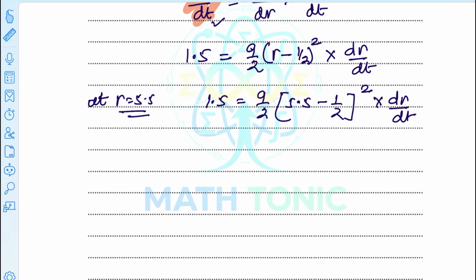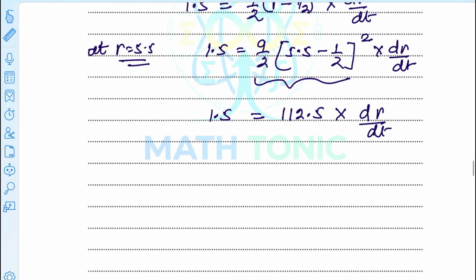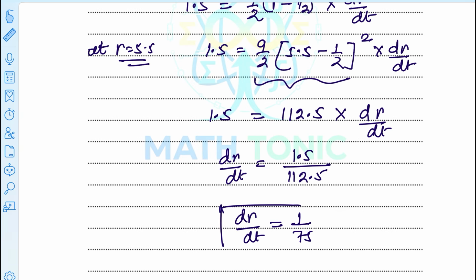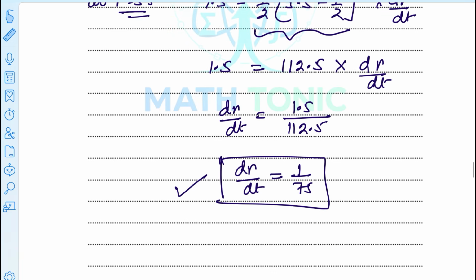So if you rearrange it, if you type this in the calculator, I'm writing this again, 1.5 equals, I think you'll be getting 112.5 times dr over dt. So if I keep dr over dt as the subject, this will be 1.5 over 112.5, right? So we can say dr over dt equals 1 over 75. Is it okay? Please check.